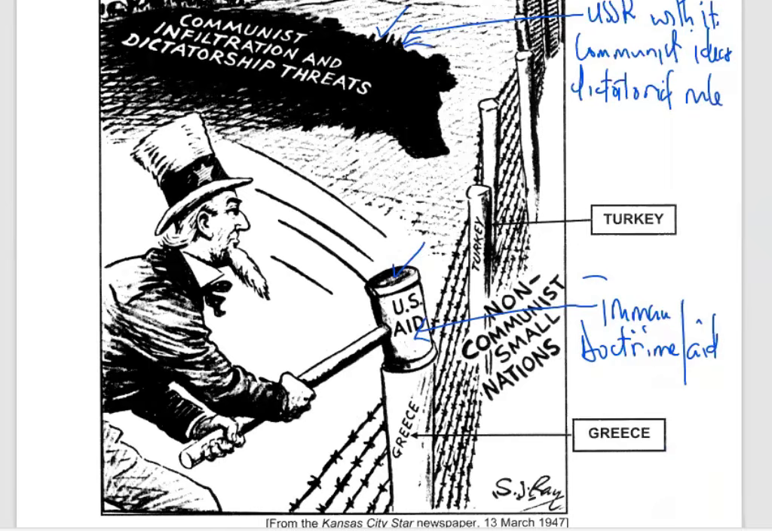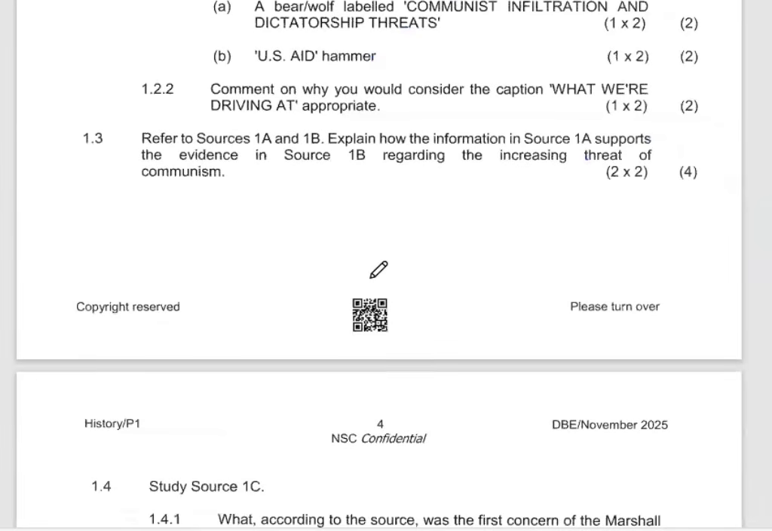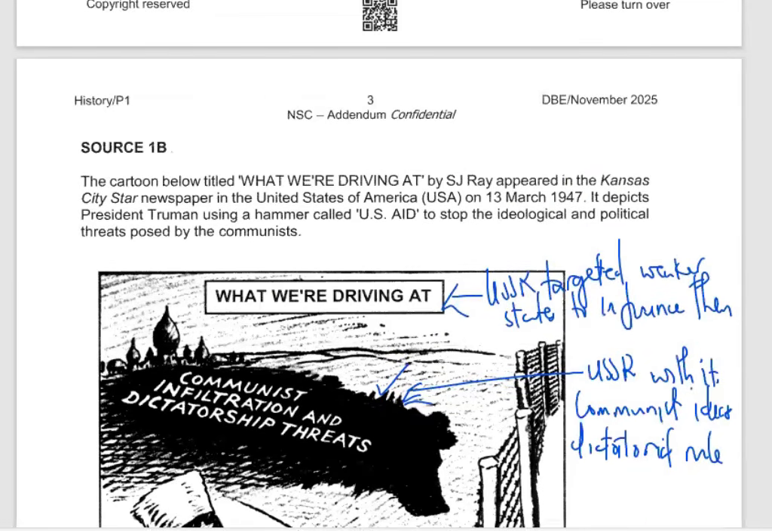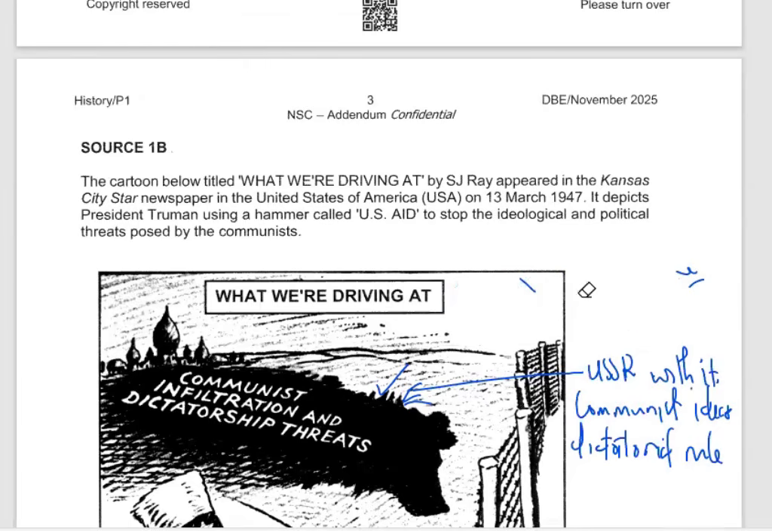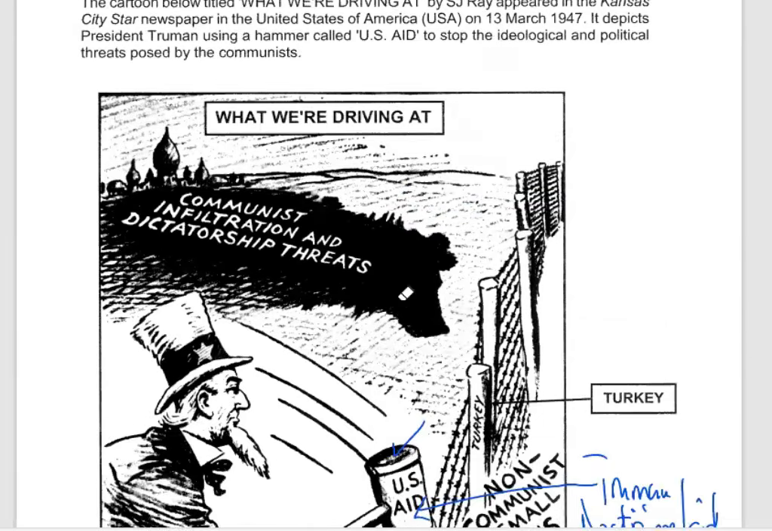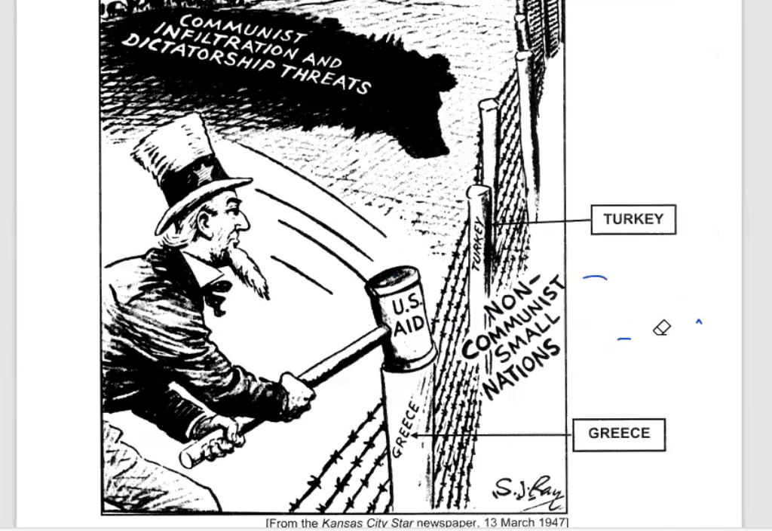Then moving on to the next question. It says, refer to source 1A and 1B. Explain how the information in source 1A supports evidence in source 1B regarding the increasing threat of communism. We're just comparing those two sources, finding ideas portrayed in source 1A and figuring out how the very same ideas are presented in the other source. We are focusing on the increase of the threat of communism.